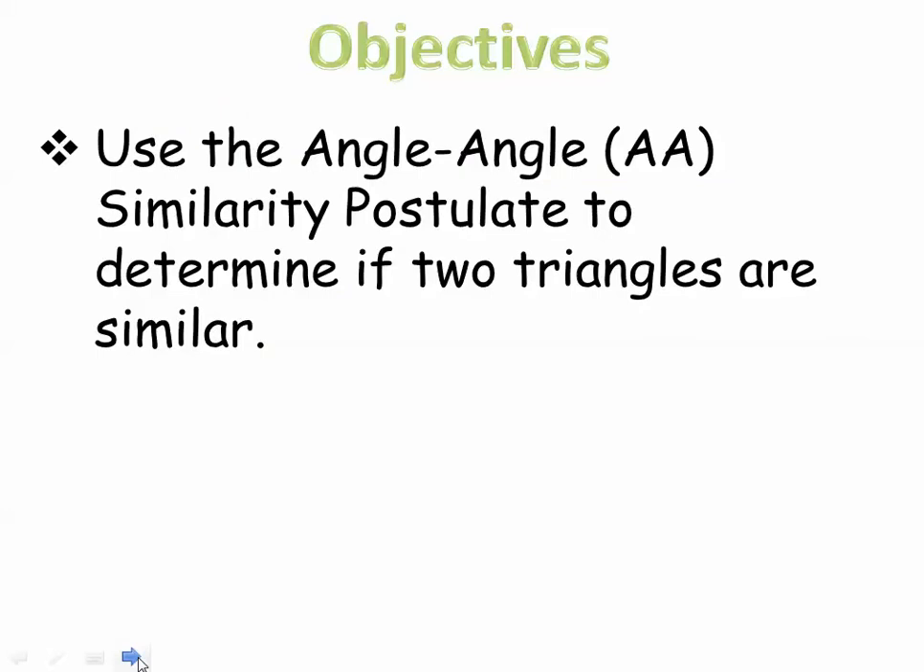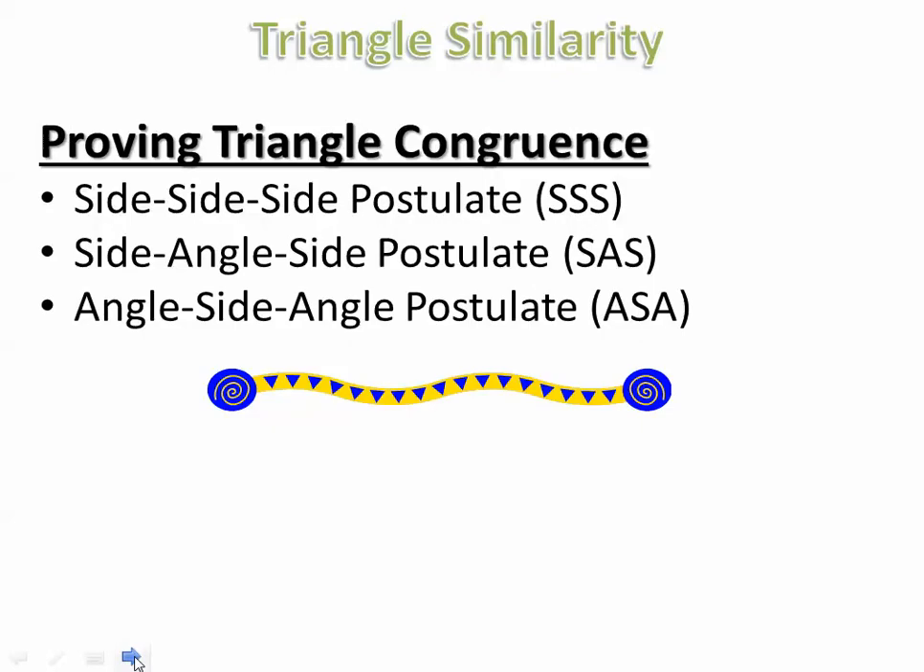The objectives in this lesson are to use the angle-angle similarity postulate to determine if two triangles are similar, and proving triangle congruence. Remember, we've talked about the side-side-side postulate, which is SSS. We talked about the side-angle-side postulate, SAS, and the angle-side-angle postulate, ASA.